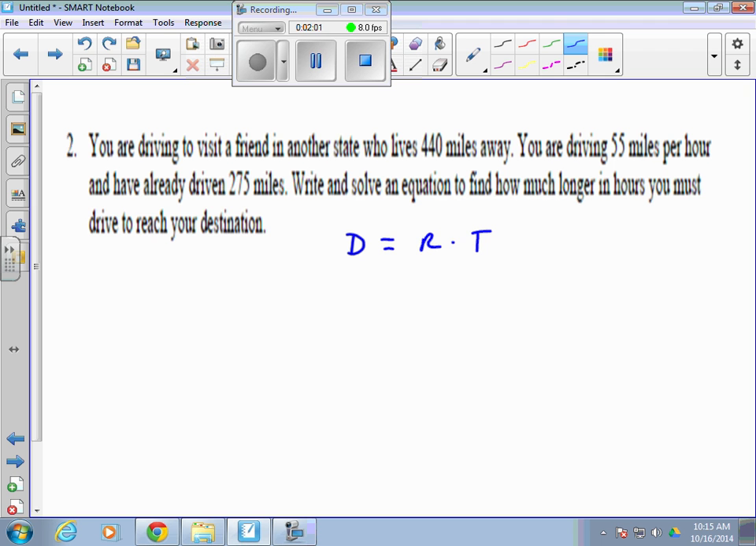We are saying how much longer. So we're looking for a time measurement. In order to find time, remember, you get rid of rate times time by dividing by rate. If you do it there, divide it by here. So time is going to be distance divided by rate. This is the new formula that you want to use from the one that was written originally. So take the distance and divide it by the rate.